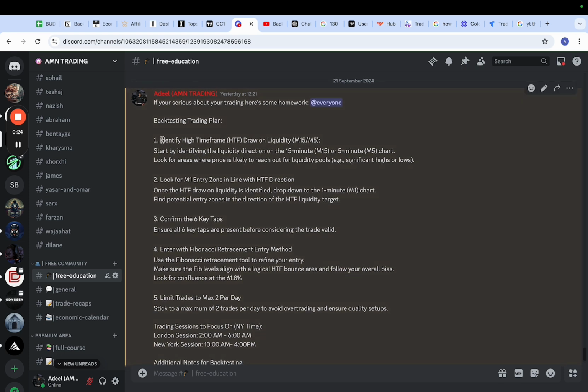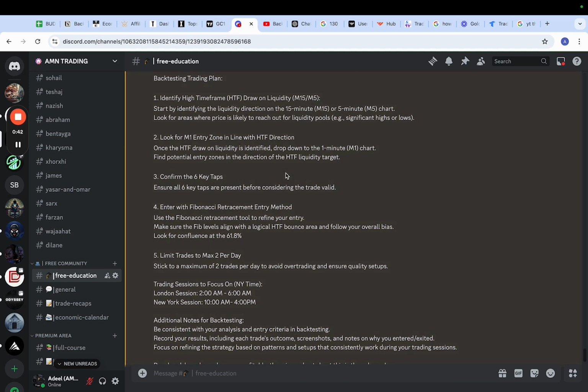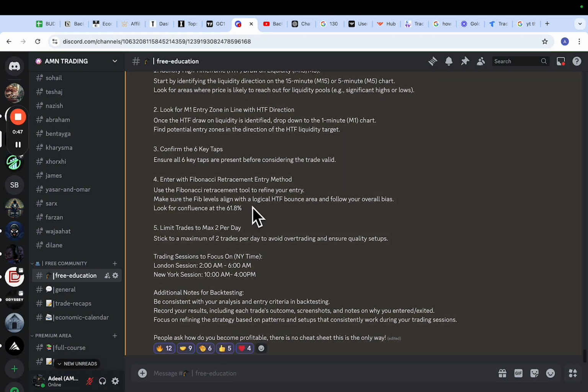So first thing we're going to do is identify the higher time frame draw. What is our structure on the higher time frame, which is the 5-minute and the 15-minute? Are we likely to continue higher? Are we likely to continue lower? And where are we likely to head? Then we're just going to look for an M1 zone towards that higher time frame target, make sure we have our 6 taps, and then enter with the fib level.